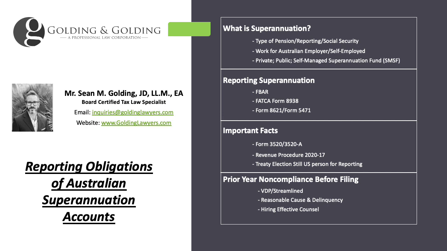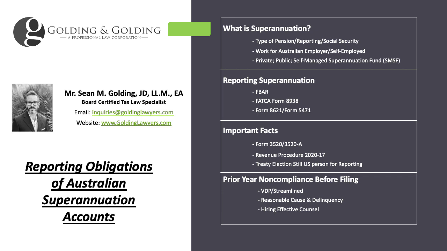How do you know that? Well, if you look at Revenue Procedure 2014-55, it's pretty clear that the RRSP, which is similar to the superannuation, at least in concept, is excluded from having to file the 3520s. Now, you still have to do the FBAR and you still have to do the Form 8938, but you may be able to avoid 3520s under Revenue Procedure 2020-17.